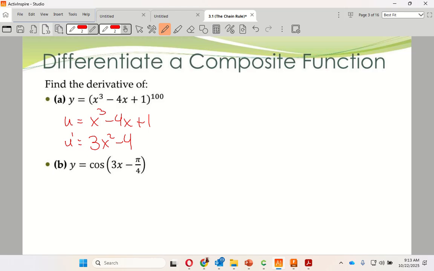So I said all of this right here is u, right? So now my problem is y equals u to the 100. Now can I take that derivative? Say yes. So if I take the derivative of this now, y prime is going to be 100 u to the 99.